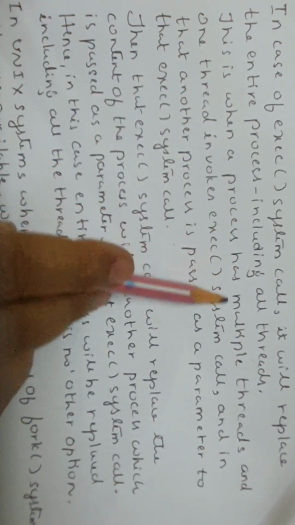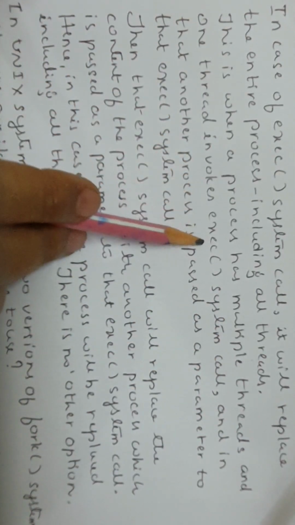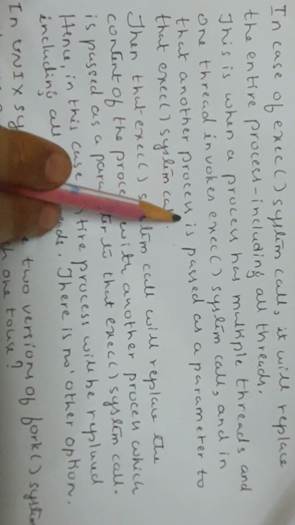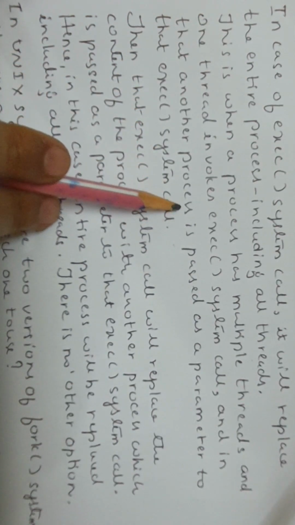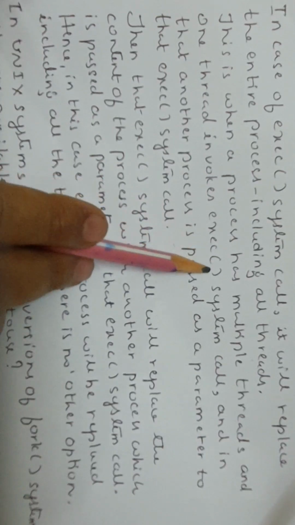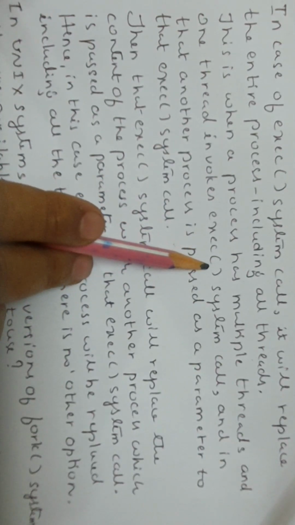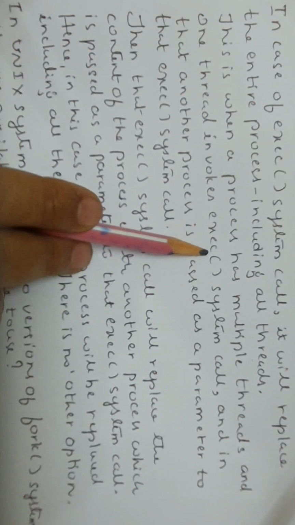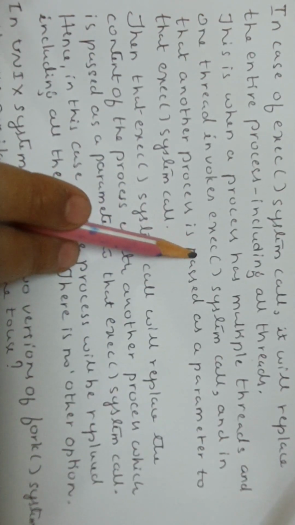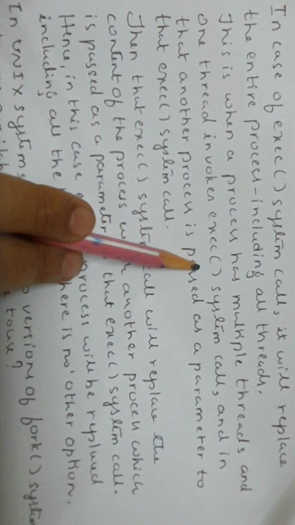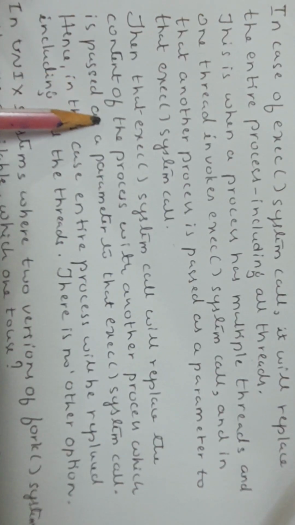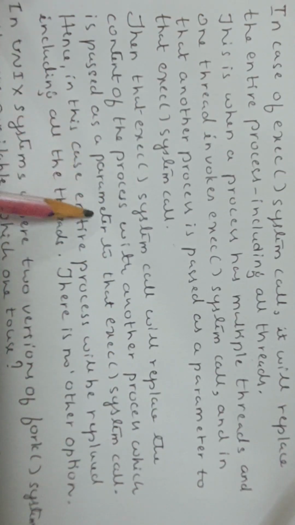This is when a process has multiple threads and one thread invokes exec system call and another process is passed as a parameter to the exec system call. Means when in a process exec system call is used, another process is passed as a parameter to this. Then a new process is created with the content of that process which is passed here. This system call will replace all the content of the process with another process which is passed as a parameter to that exec system call. Hence, in this case, the entire process will be replaced including all the threads. There is no other option.